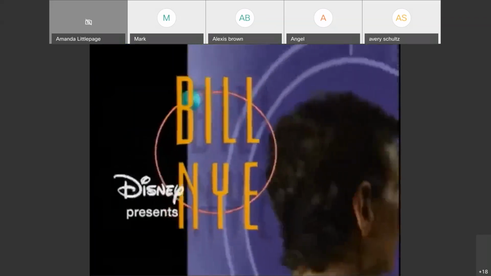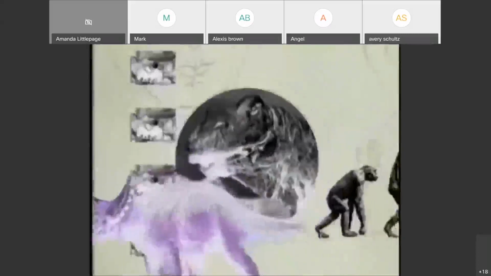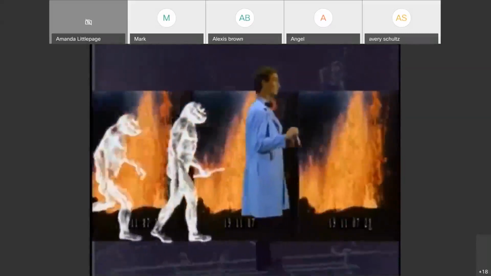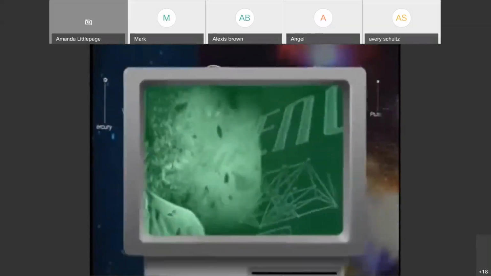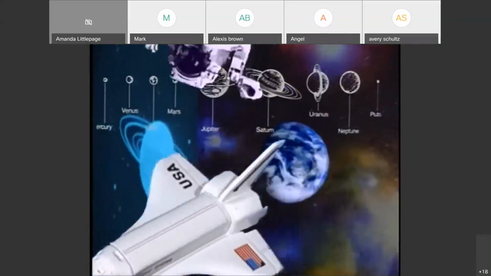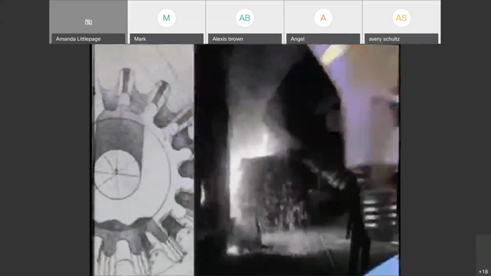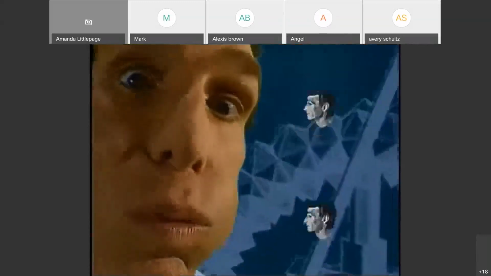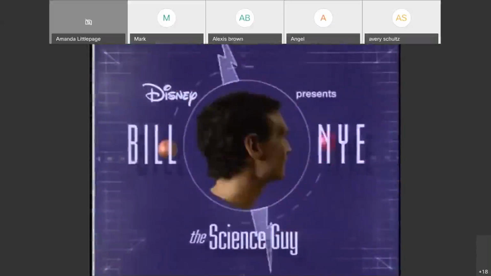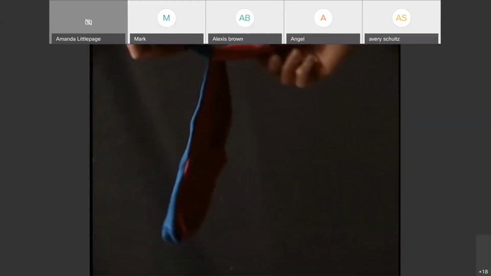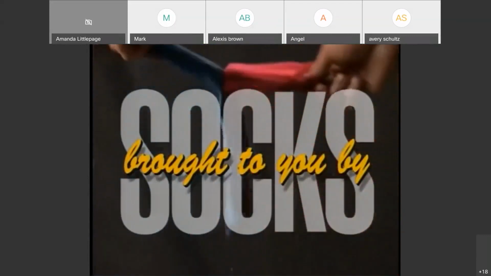Bill Nye the Science Guy. Science rules. Inertia is a property of matter. T minus 7 seconds. Bill Nye the Science Guy is brought to you by socks. Socks stick together.